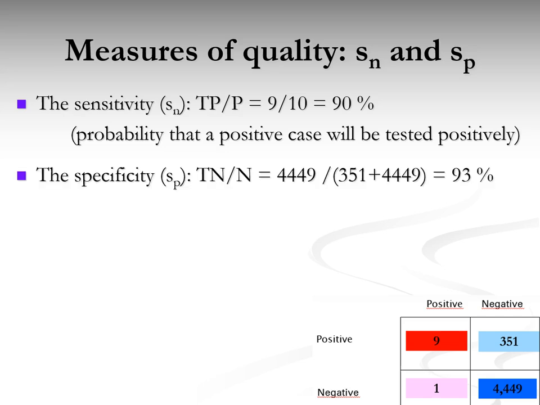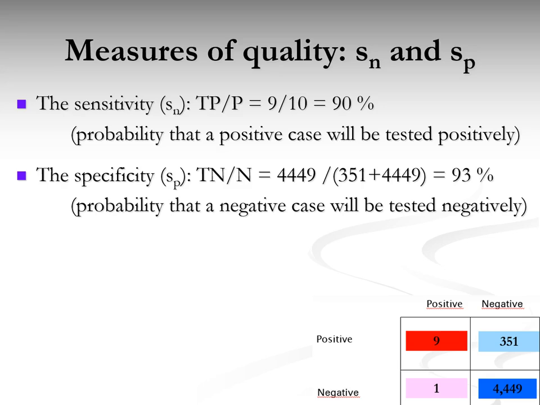The specificity is the number of true negatives divided by the total number of negative cases. So in our example, there were 4,800 negative cases, and 4,449 of these cases were indeed tested negatively. So that means that for 93% of the negative cases, these cases were tested negatively. So we hope that both the sensitivity and the specificity are as high as possible.